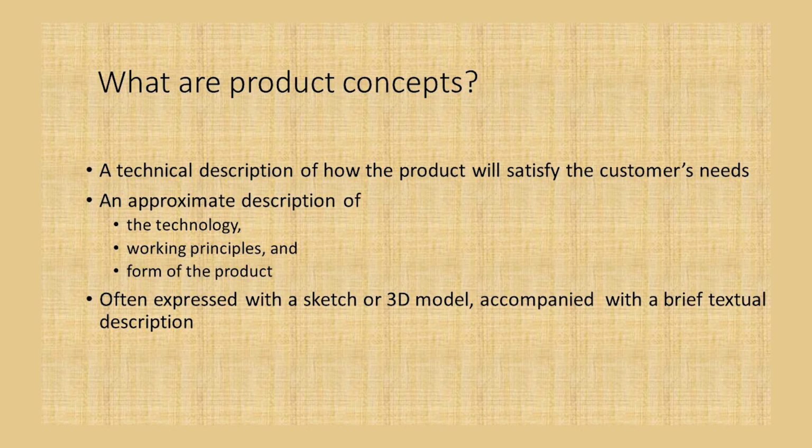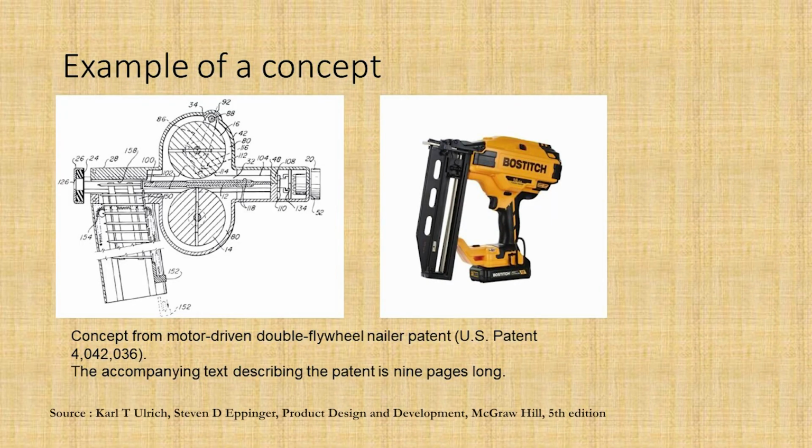Everyone understands? Often this product concept is expressed with a sketch or a 3D model, which is accompanied with a brief textual description. So, typically the product concept has a sketch or a 3D model, and this comes together with a text description. The way you illustrate your concept is one sketch or a 3D model and some text description of what it is, and that text description will have details of the technology used and the working principles, and the sketch or the 3D model will give you the form of the product. Everyone follows? So, let us look at an example of a concept.